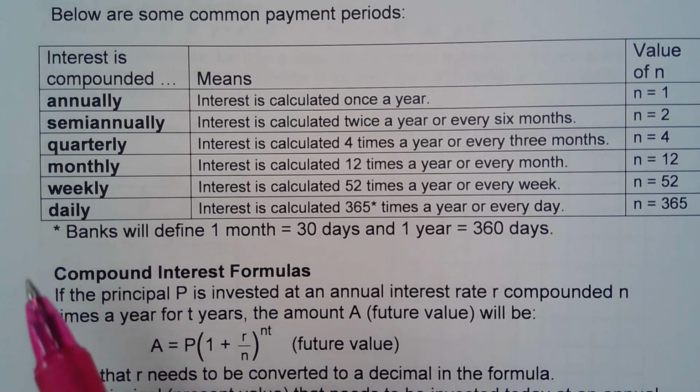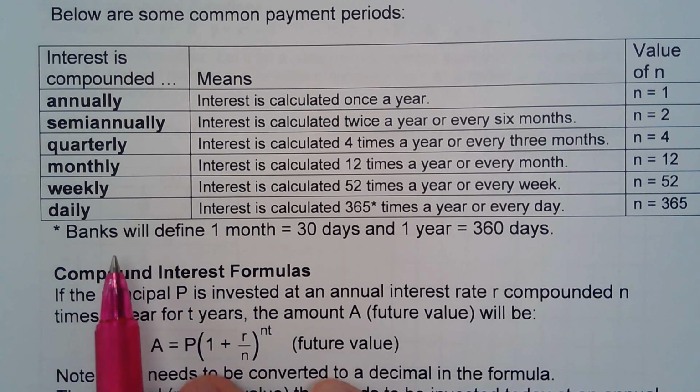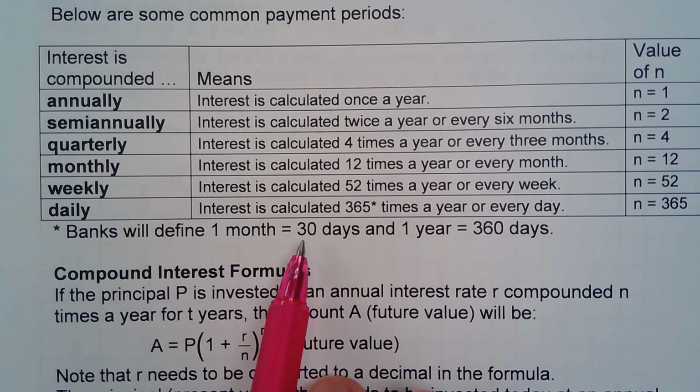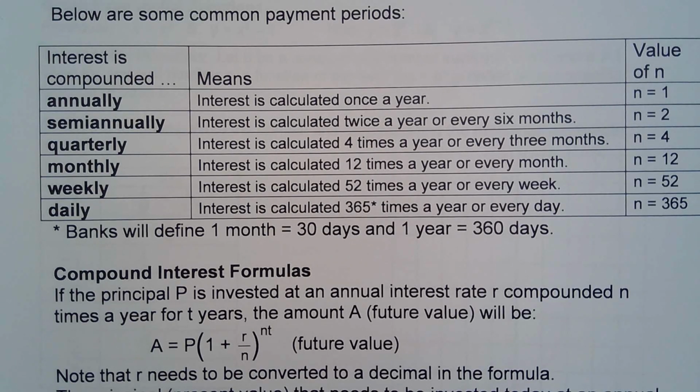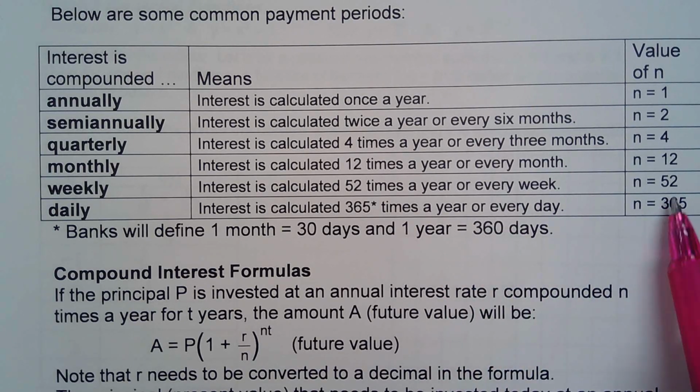So they might be using what's called banker's rule. So they might define 1 month as 30 days and 1 year as 360 days. So you might see them in some textbooks using 360 instead of 365 when they do this calculation.